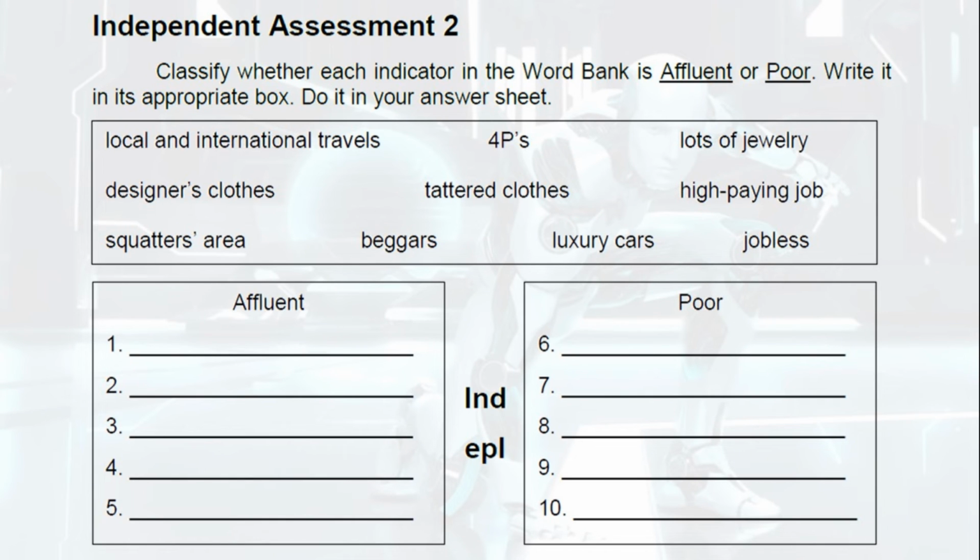Classify whether each indicator in the word bank is affluent or poor. Write it in its appropriate box. Do it in your answer sheet. Local and international travels. 4Ps. Lots of jewelry. Designer's clothes. Tattered clothes. High-paying job. Squatters area. Beggars. Luxury cars. Jobless. Affluent. Poor.